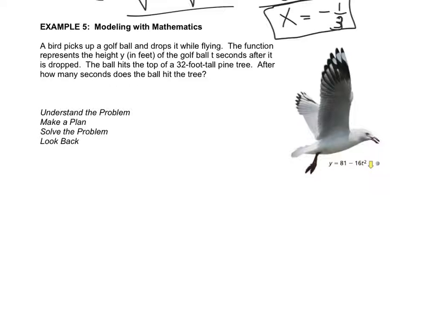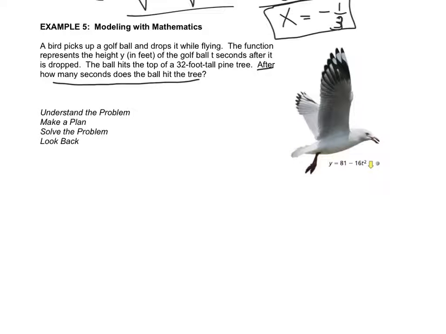And lastly, we want to look at this one example with a real life situation. We have a bird that's picked up a golf ball off a golf course, off of somebody's cart maybe, or off the ground, and is now flying away. The function represents the height of the golf ball t seconds, so we want to make sure we're using t instead of our x's, after it is dropped. So it's going to show us the seconds as the ball is dropped, and we're trying to figure out at the bottom where it hits the top of a tree that is 32 feet tall. After how many seconds does the ball hit the tree? And that's kind of what we're aiming to do here.